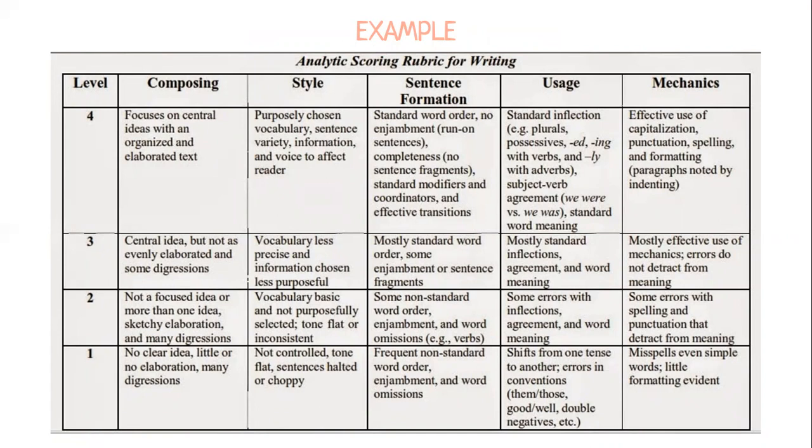So, here is an example of an analytic scoring rubric for writing. You can see that it is divided into different levels and different criteria. And each level of that criteria will have the detailed description. So the reader can look at here and compare with the writer's performance, so they can get the exact score for that performance.